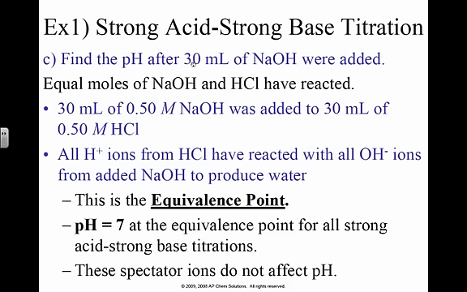Find the pH after 30 mL of sodium hydroxide is added. Well, once again, this is the equivalence point. 30 mL of 0.5 molar OH is added to 30 mL of 0.5 molar H. That's the equivalence point. The equivalence point is when I have the same number of moles of acid and the same number of moles of base. So all I have left is water, which has a pH of 7.